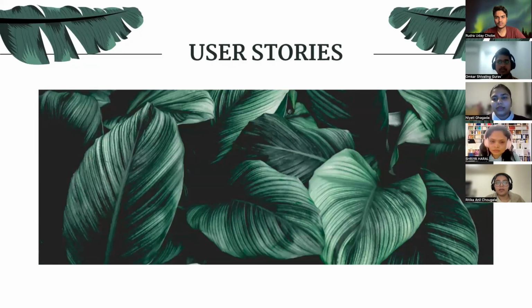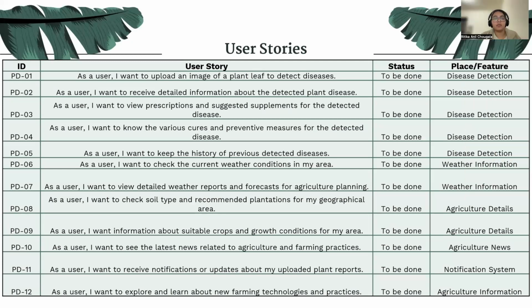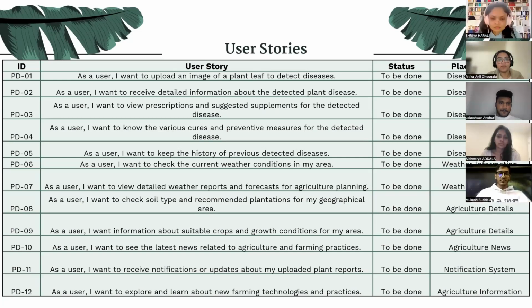Okay, so this will be taken up by me. Coming to user stories, they are short descriptions of the features that are required by the end user. For the user stories, we are using a template which goes like: as a user role, I want whatever feature the end user wants. And we can see that we have three columns here: the user story, status, and place and feature.